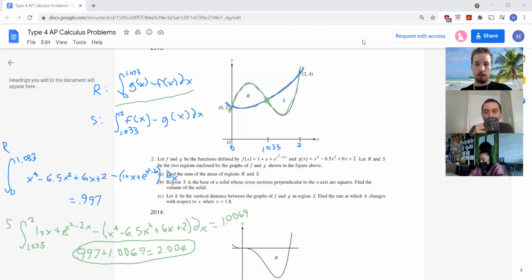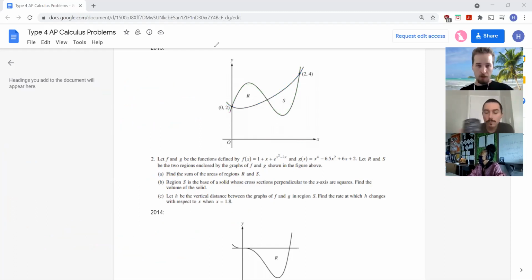I'm going to clear here. Now we have region S as the base of a solid whose cross sections perpendicular to the x-axis are squares. Find the volume of this solid. This is where it can get kind of difficult. So imagine we are taking the area, and we're approximating with rectangles. So we're taking f of x minus g of x, and we're trying to approximate with rectangles.